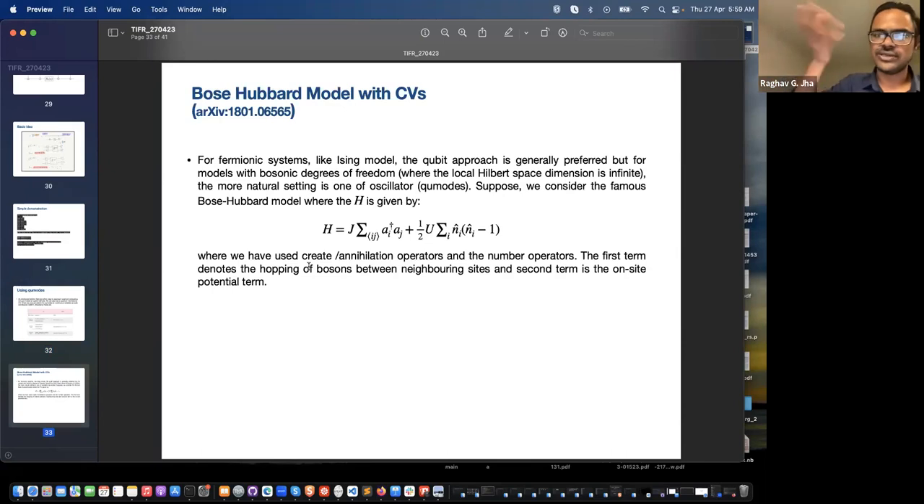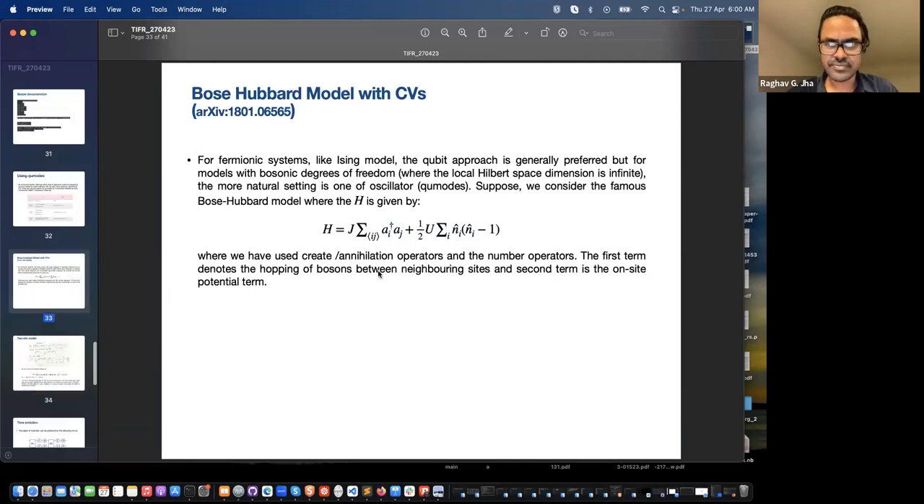People have used these continuous variable methods or the qumode methods to study very interesting systems. One of the simplest is the Bose-Hubbard model, which is, for example, given by this Hamiltonian. So it's on 2 sites, so i is 1, j is 2. You can rewrite the hopping term as a_i dagger a_j. You can write the on-site interaction term as this.